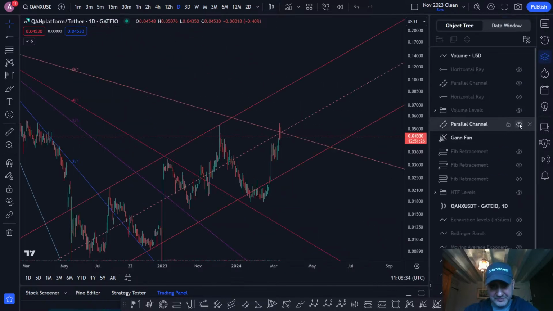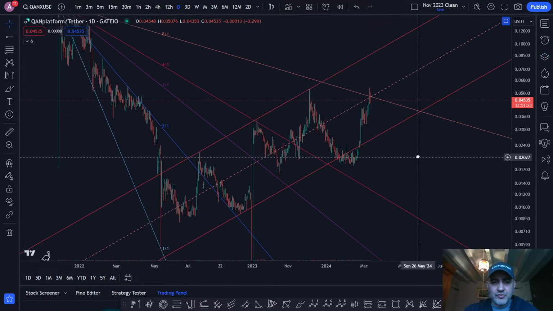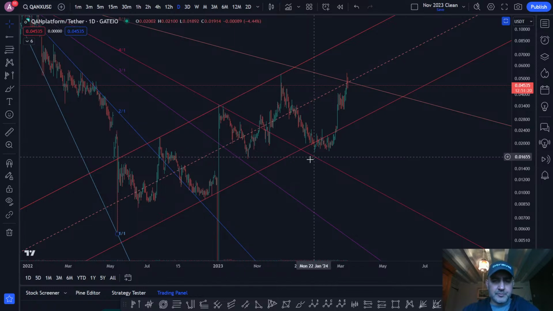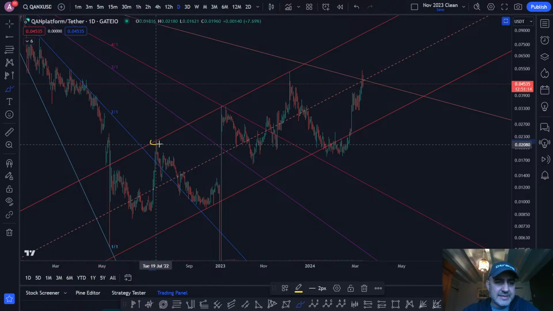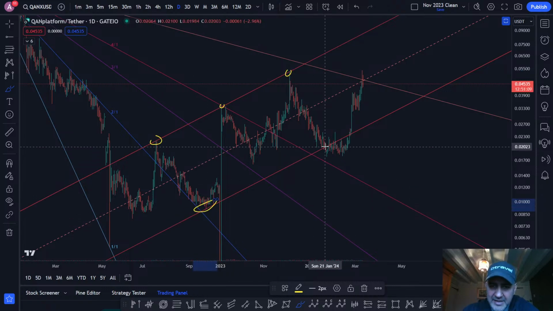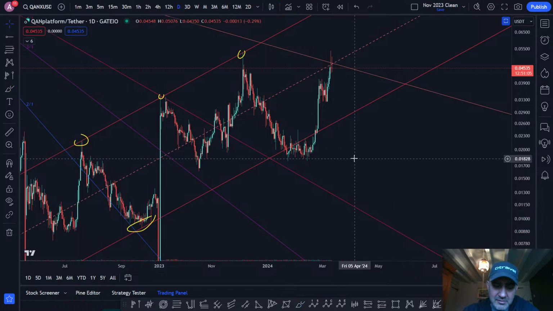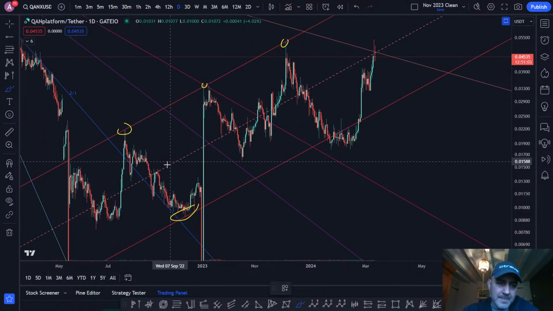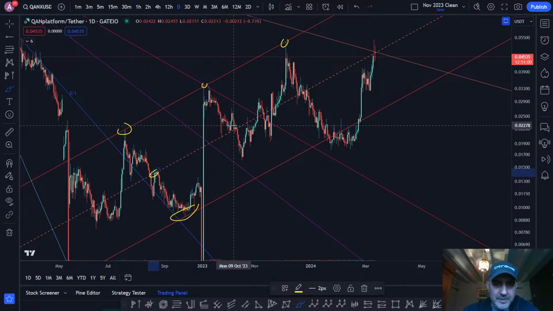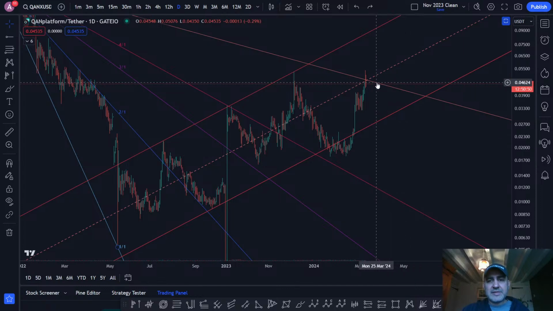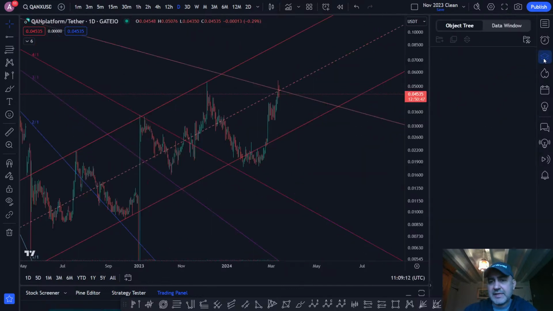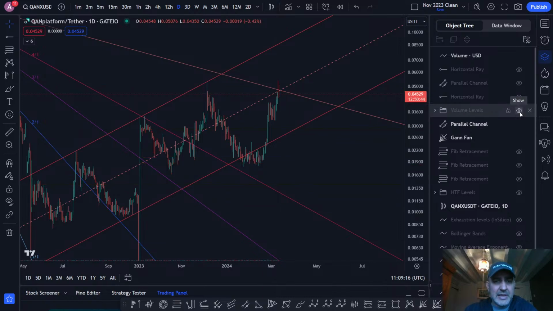I had this parallel channel drawn a while back, and we're into the midpoint of that channel. The good thing about this channel is that these pivots at these highs coincide, and then you have these lows coincide. It was a bit weird here, a bit messy, but then the midpoint does kind of react a little bit here, here, here. It's a little bit messy. QANX is a little bit messy. So now we're into the midpoint of that channel. That's quite interesting. We're at the launch price.